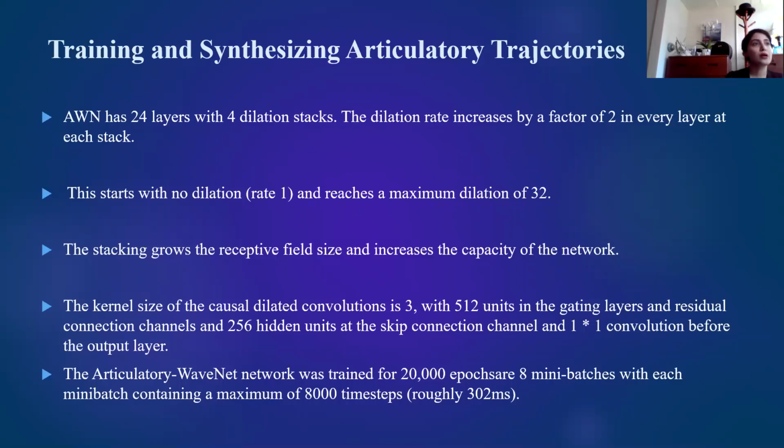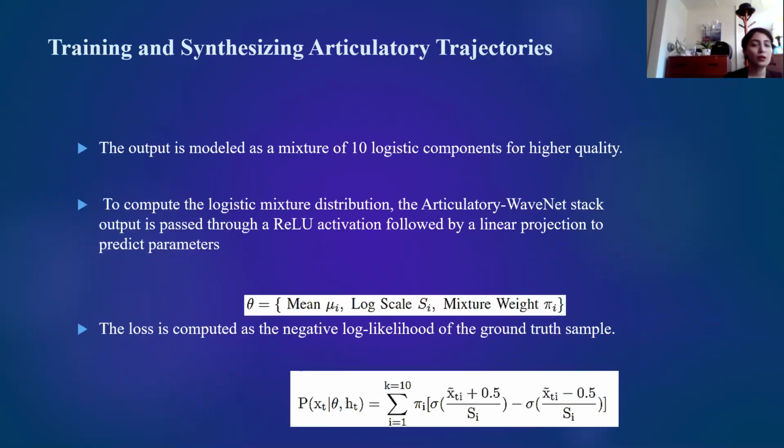The AWN network was trained for 20,000 epochs with mini batches of 8, with each mini batch containing a maximum of 8,000 time steps, which is roughly 302 milliseconds. The output is modeled as a mixture of 10 logistic components for higher quality. To compute the logistic mixture distribution, the AWN stack output is passed through a ReLU activation followed by a linear projection to predict the parameters, mean, log scale, and mixture weights for each mixture component. In this experiment, we considered the loss as the negative log likelihood of the ground truth samples, which is obtained by this formula.